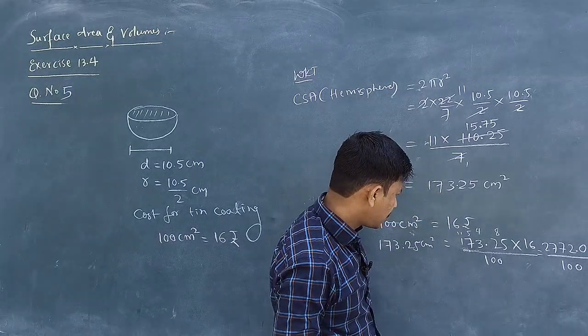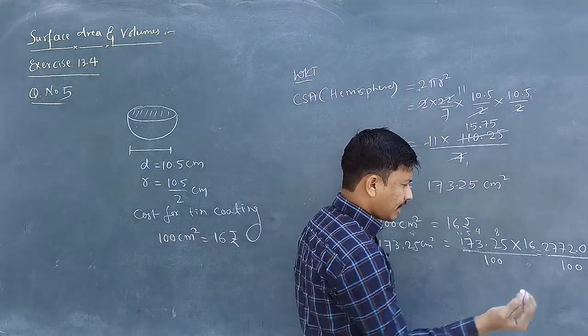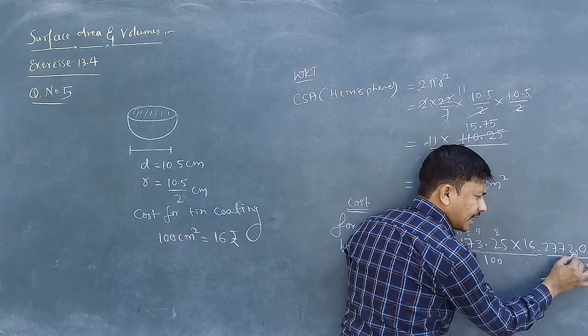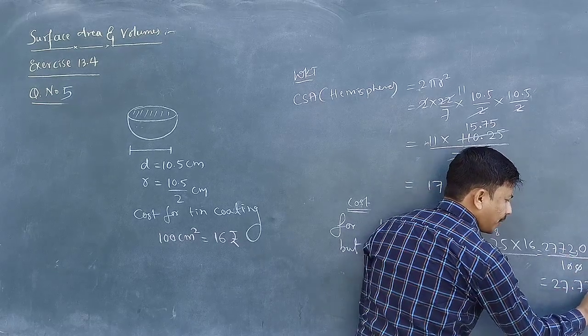Something is missing here. Okay, correct. This is equal to 27.72. What is the answer? 27.72 rupees. Check the answer.